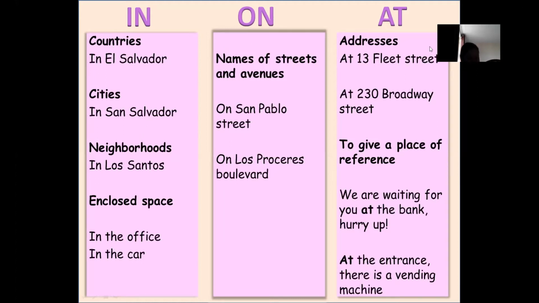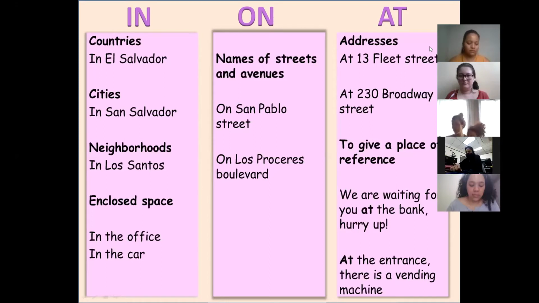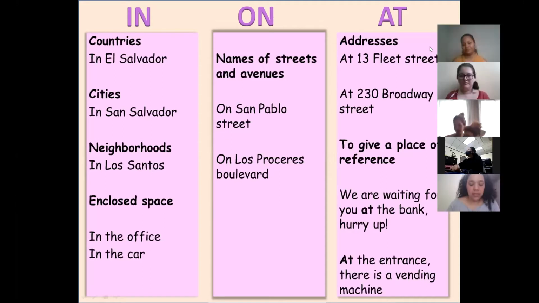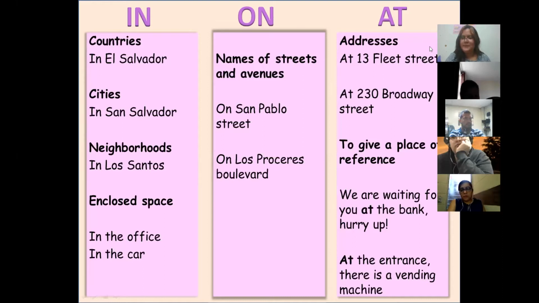Do you have any question about these prepositions, in, on, at, to talk about places? Or is the difference clear? Tell me if you have questions about this, because they tend to be confusing. Questions? No questions? Okay. Just look at the different uses, right?